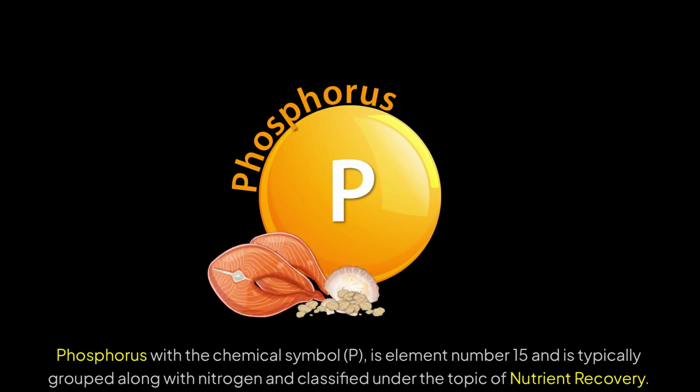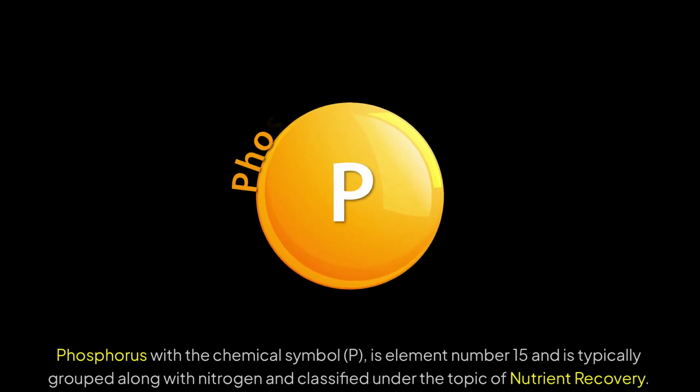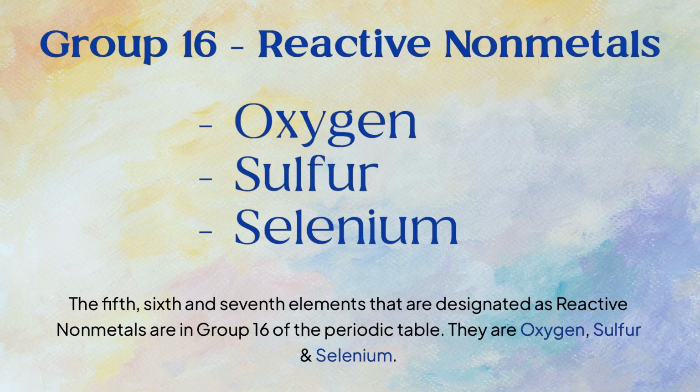Phosphorus with the chemical symbol P is element number 15 and is typically grouped along with nitrogen and classified under the topic of nutrient recovery. The 5th, 6th and 7th elements that are designated as reactive nonmetals are in Group 16 of the periodic table. They are oxygen, sulfur, and selenium.